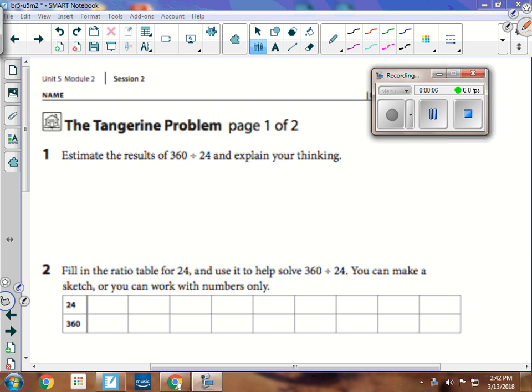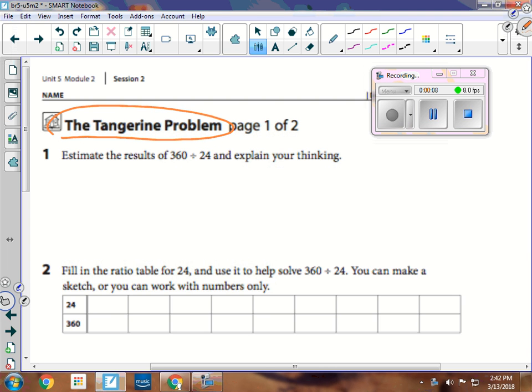Today's problem is on pages 95 and 96 in our home connection book, and it's called the tangerine problem. In honor of that, I'm using an orange color. Question number one starts out with asking you to do an estimate. Remember, with division, you're changing the problem. You're not necessarily rounding it. This is the original problem, and I need to know about how much it is.